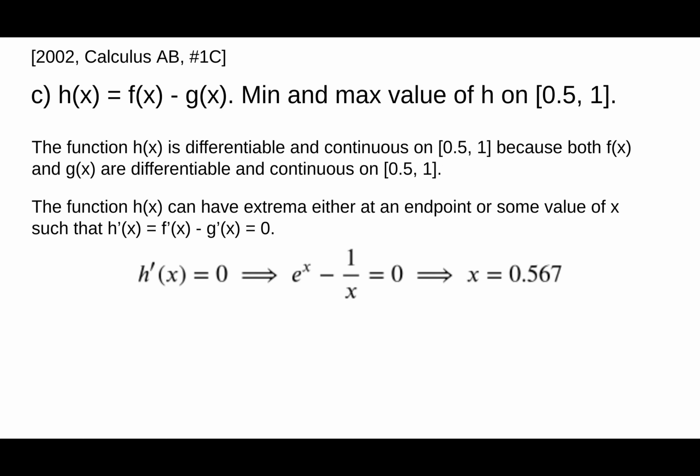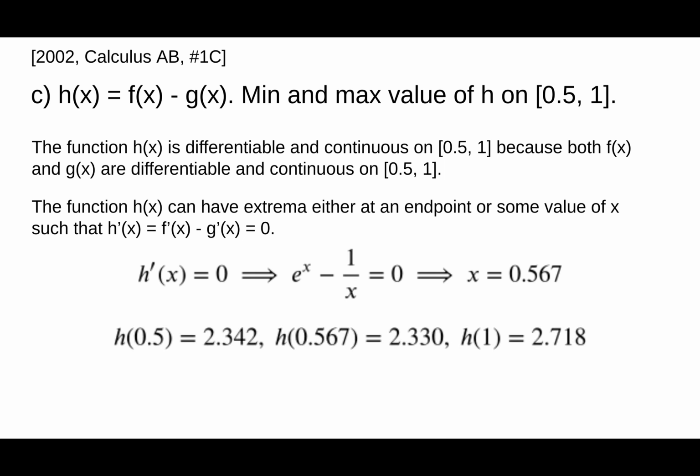In order to locate any critical points here, I do have to find a formula for the derivative of h. If h of x is e to the x minus the natural log of x, then h prime of x equals 0 would imply that e to the x minus 1 over x equals 0, which I can figure out using my calculator. The value of x that makes that true is 0.567. Now it's just a matter of checking. H of 0.5, if I use my calculator, I get 2.342. H of 0.567 is 2.330. And H of 1 is 2.718.